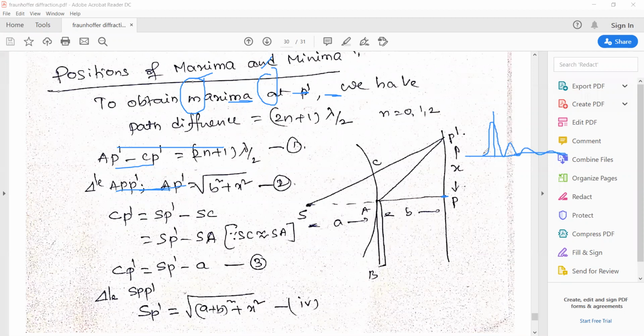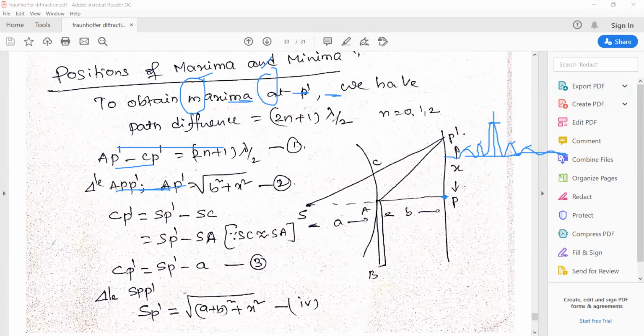Okay, similarly, first secondary maxima, second secondary maxima, third one. I want to find how far from the center you will get the first secondary maxima, second secondary maxima. That means the distance from the point P for the first or second secondary maxima. I want to find the position of the maxima and minima.